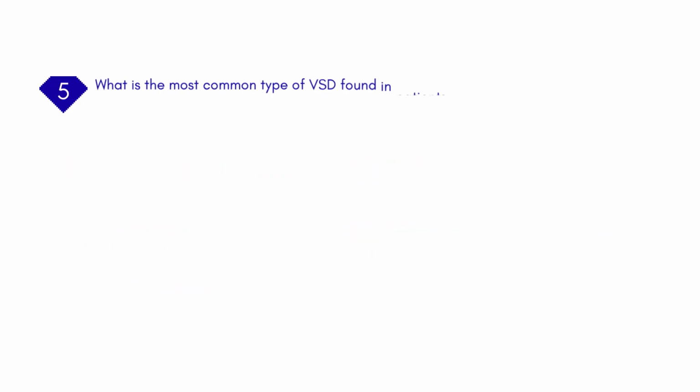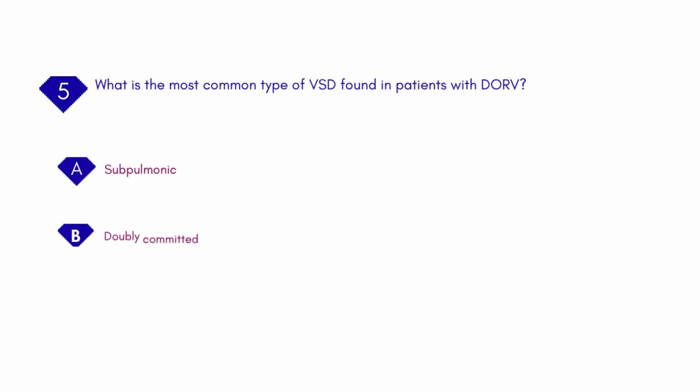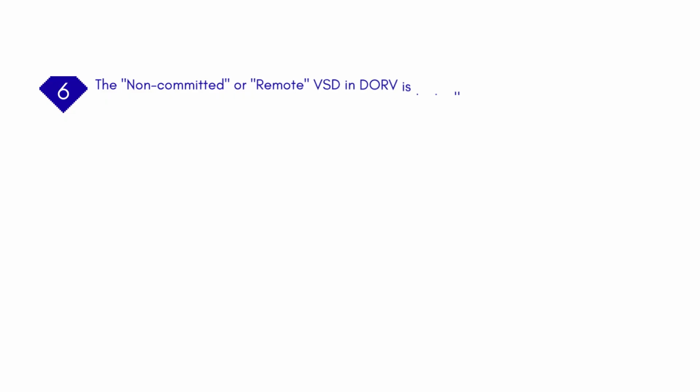What is the most common type of VSD found in patients with DORV? A. Subpulmonic. B. Doubly committed. C. Subaortic. D. Muscular. Answer: C. Subaortic.